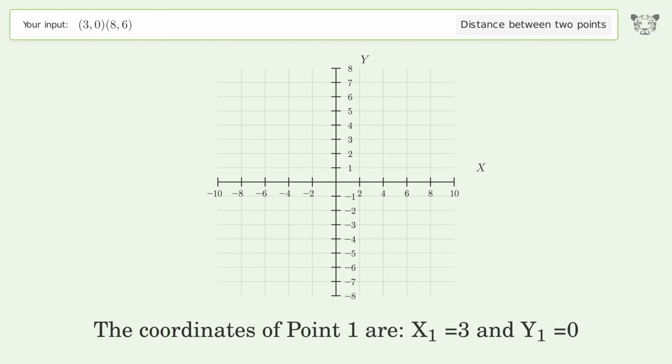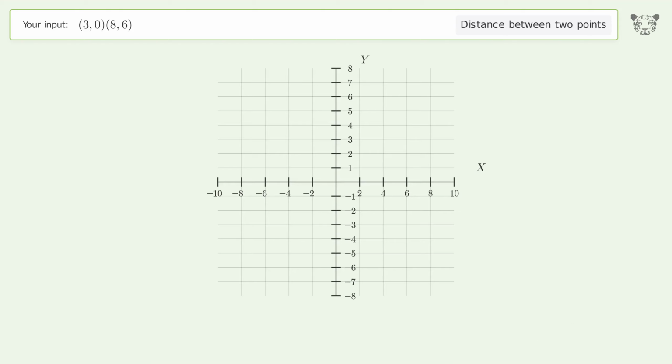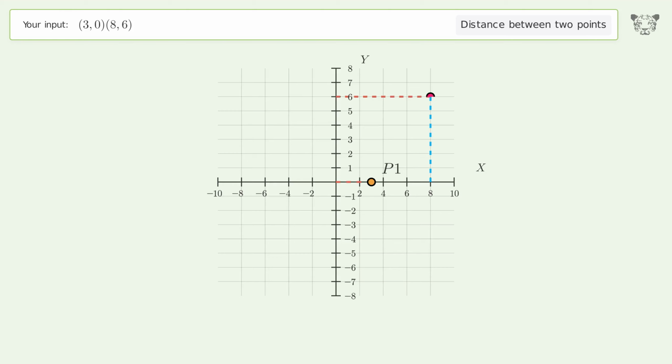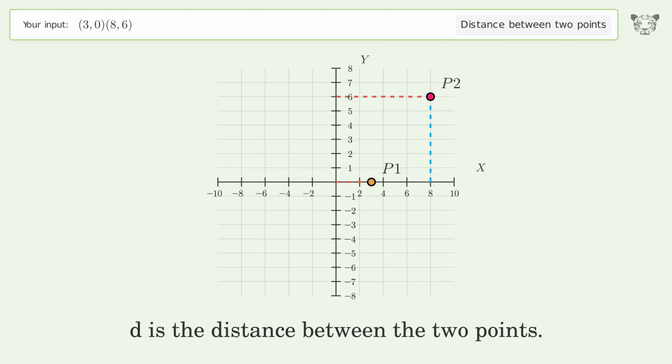The coordinates of point 1 are, x1 equals 3 and y1 equals 0. The coordinates of point 2 are, x2 equals 8 and y2 equals 6. D is the distance between the 2 points.